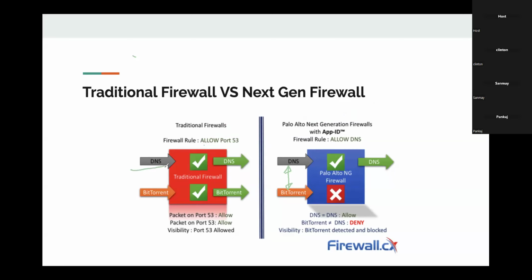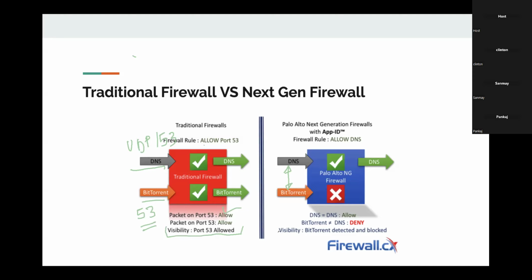So as you can see, DNS usually works on which port number? UDP 53, right? And now if BitTorrent is also working on the same port, UDP 53, then the traditional firewall will just see, okay, this is UDP 53, allow this traffic. Now this creates vulnerability in your network. This is the visibility that the traditional firewall has.